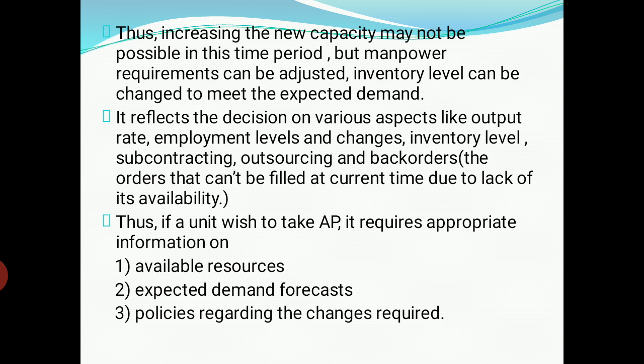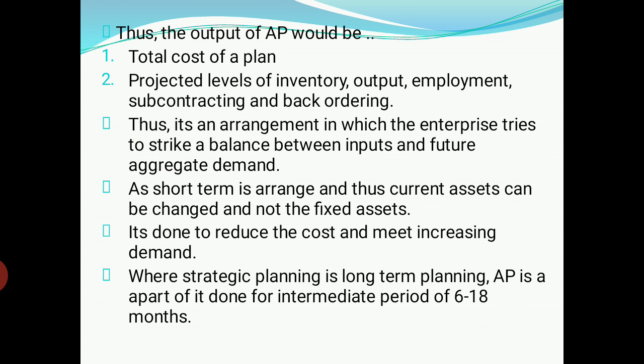So three things I need to have appropriate information about before having my aggregate planning done. Number 1, whatever the available resources are. Number 2, the expected demand. And number 3, how the policies regarding all the types of inputs may need a change. If I have these many things, then further I can take up aggregate planning.